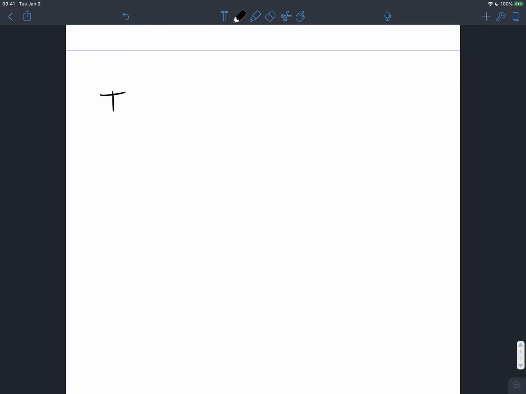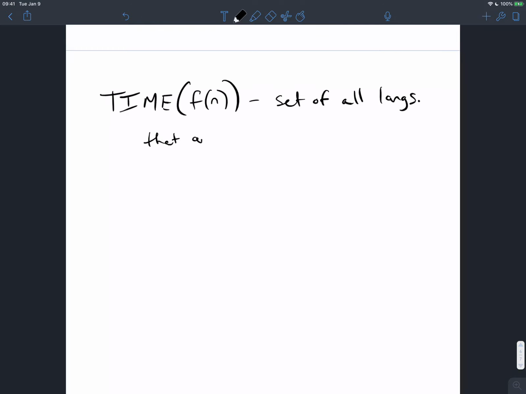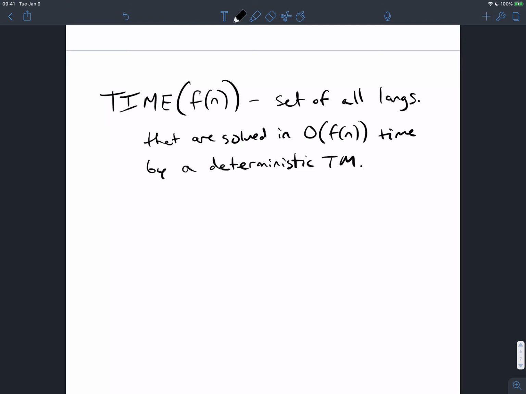So let's define the following set of languages. Time of f of n. This is the set of all languages that are solved in order f of n time by a deterministic Turing machine. Deterministic. Okay?